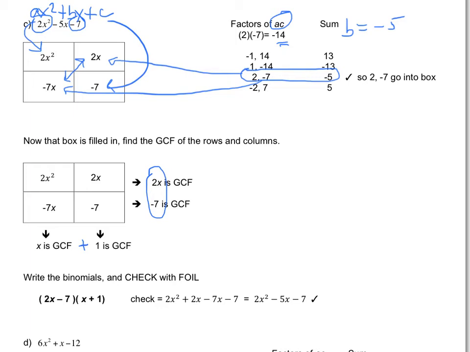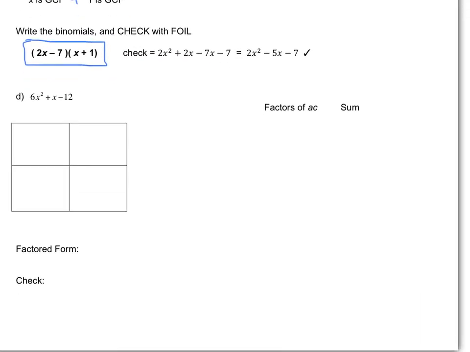And again, I need to check it. If I use my FOIL, I get 2x squared plus the 2x minus 7x. Those two go together to get the negative 5x, and the negative 7 on the end. It checks. So that would be our answer in factored form. So let's try one from scratch so you can see it really all develop.